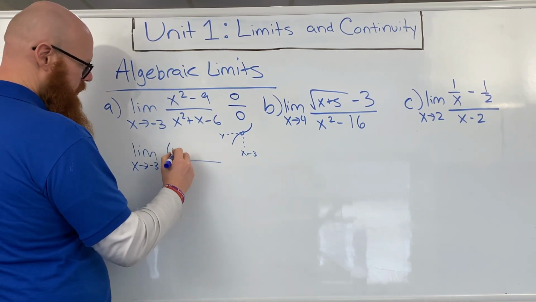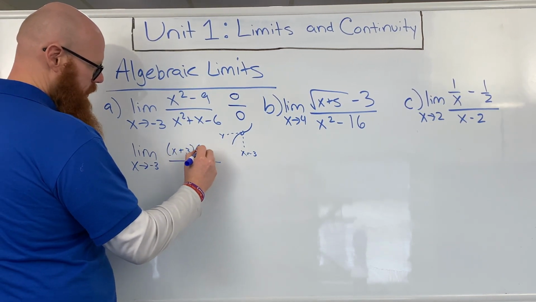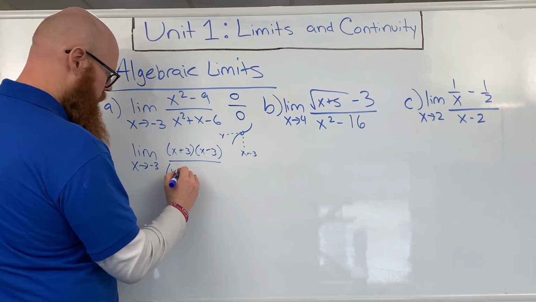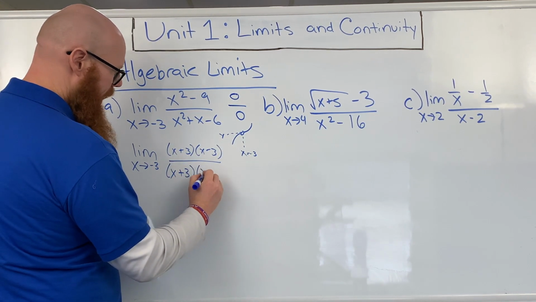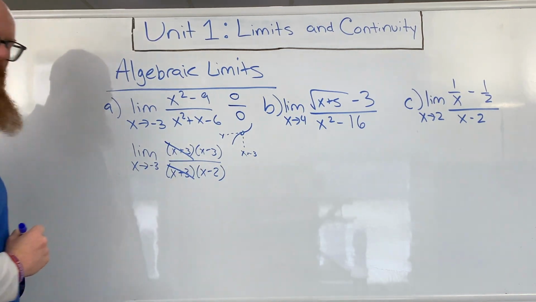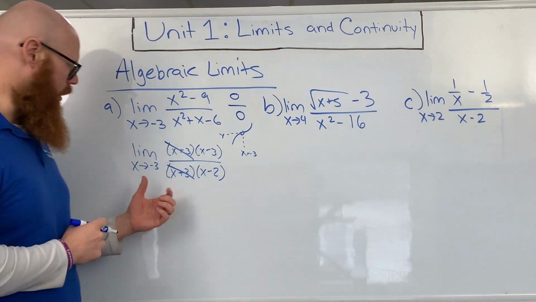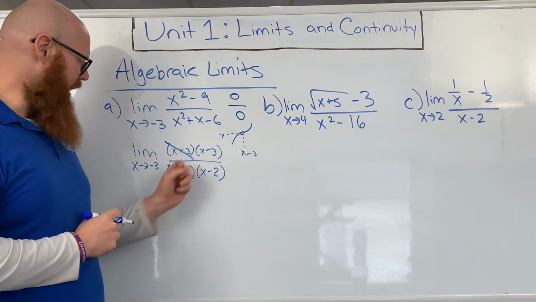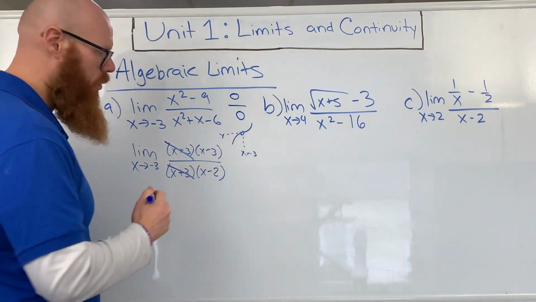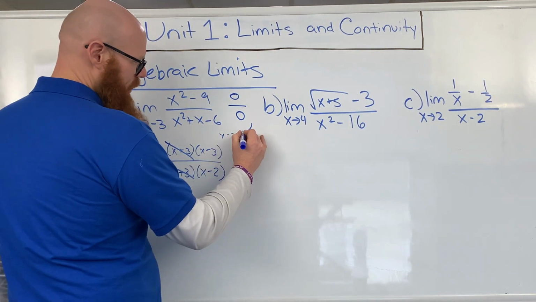I can factor this top to (x + 3)(x - 3). And the bottom I can factor to (x + 3)(x - 2). So the x + 3's simplify, or they cancel out, divide to 1. Now I can plug in again. You can think of this cancellation as getting rid of the hole, and it makes it a continuous function again.